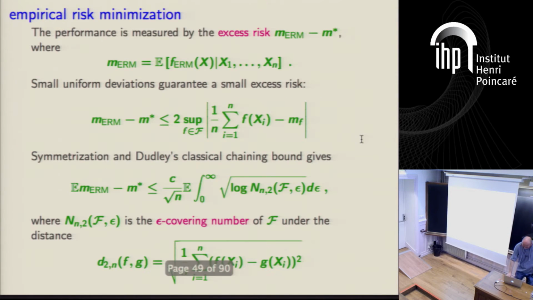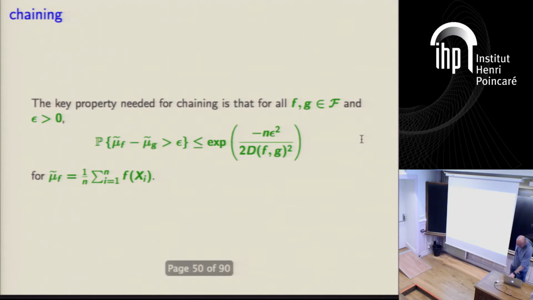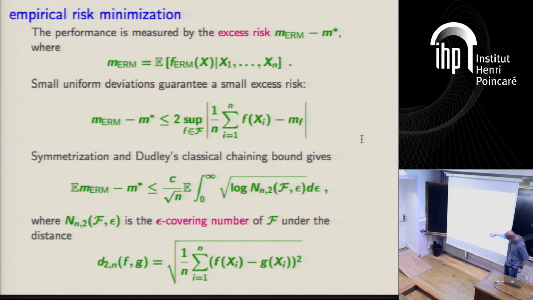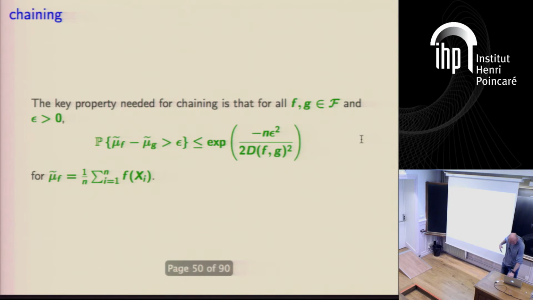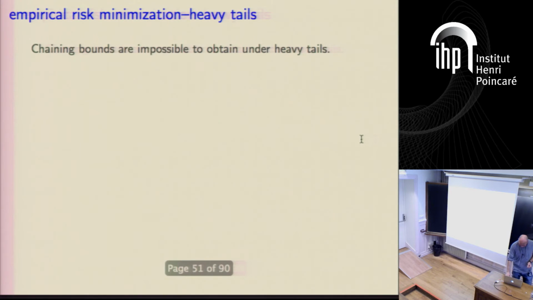And this capital D of F, in this case, is some kind of a distance. When you get this Dudley's entropy bound, then what you do is first you symmetrize, and then it's going to be this distance. But if this works in some distance, then you can use chaining. Okay, but these chaining bounds are very difficult. If you have heavy tails, then they are just not true.